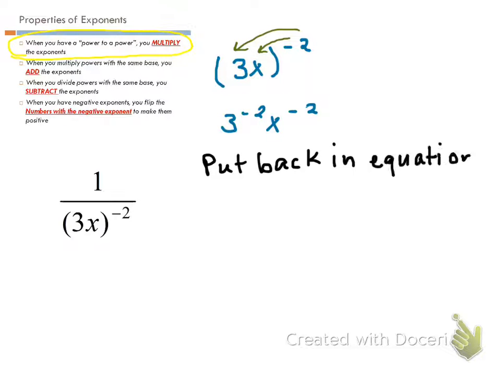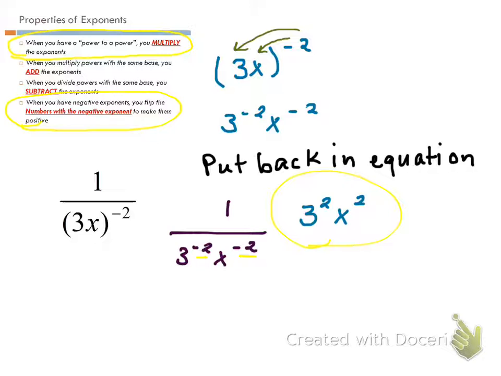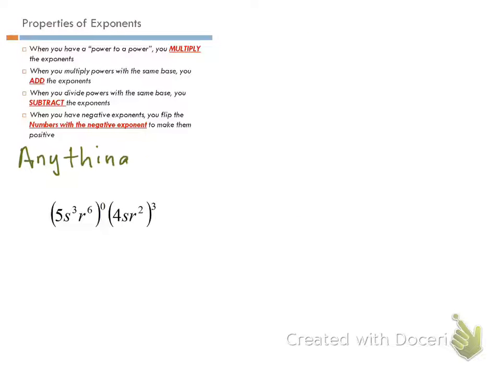Now, let's put it back into the equation we started with. So we have 1 over 3 to the negative 2, x to the negative 2. Since those are negatives, we have to flip them to make sure that the exponents are positive. So we end up with 3 squared times x squared.